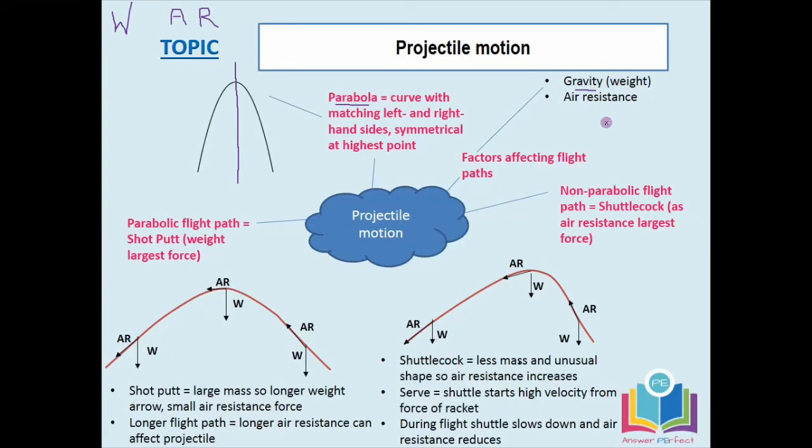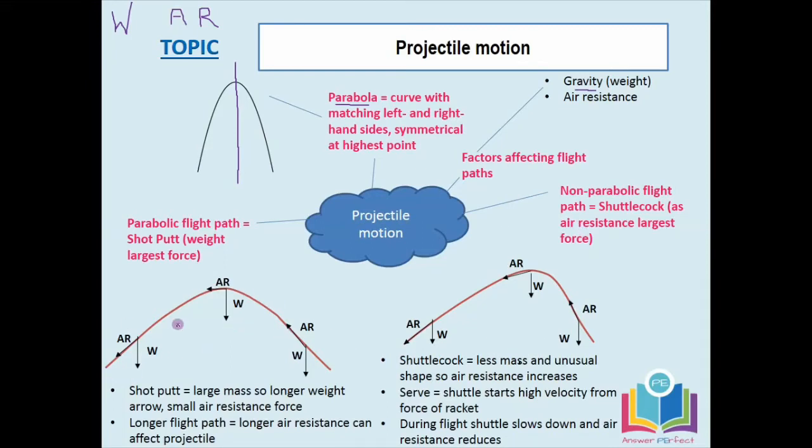Now, going back to the parabolas, projectiles with a big weight force follow something called a parabolic flight path. That one is equal each side. If it's not very heavy at all, so it's a light one, then it follows a non-parabolic flight path because air resistance actually becomes the greater force. So let's have a look at these 2 examples that I've drawn down here.